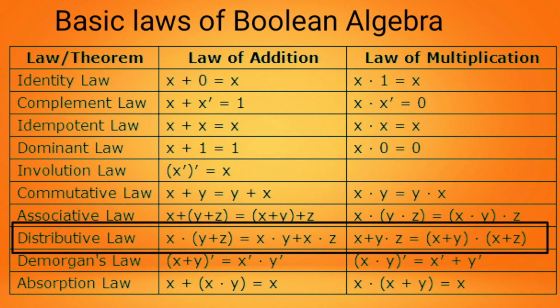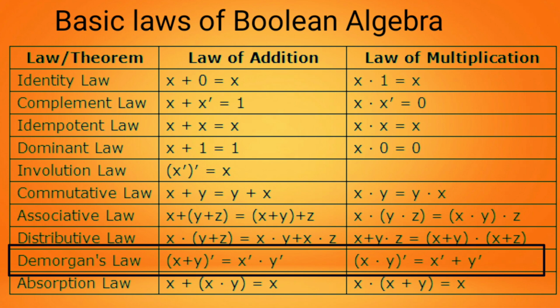Next is distributive law. Distributive law in law of addition states that x and (y or z) equals (x and y) or (x and z). In law of multiplication, x or (y and z) equals (x or y) and (x or z).